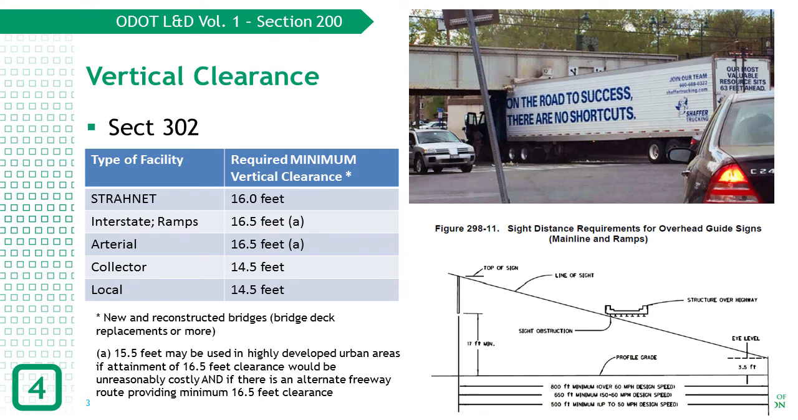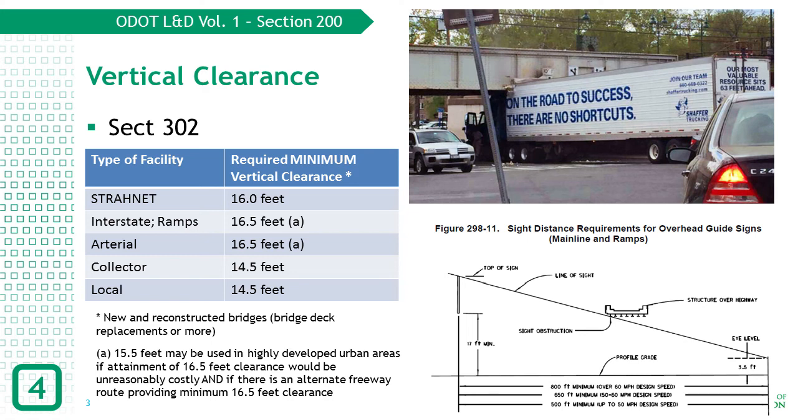We can't discuss vertical design without discussing vertical clearance. This is discussed in Section 302 of the L&D Manual. These are the vertical clearances for various roadway types provided by AASHTO and the L&D. Note that the vertical clearance must be provided over the lanes and the shoulders. This table is for new and reconstructed bridges, which are bridges that at a minimum are getting a deck replacement.